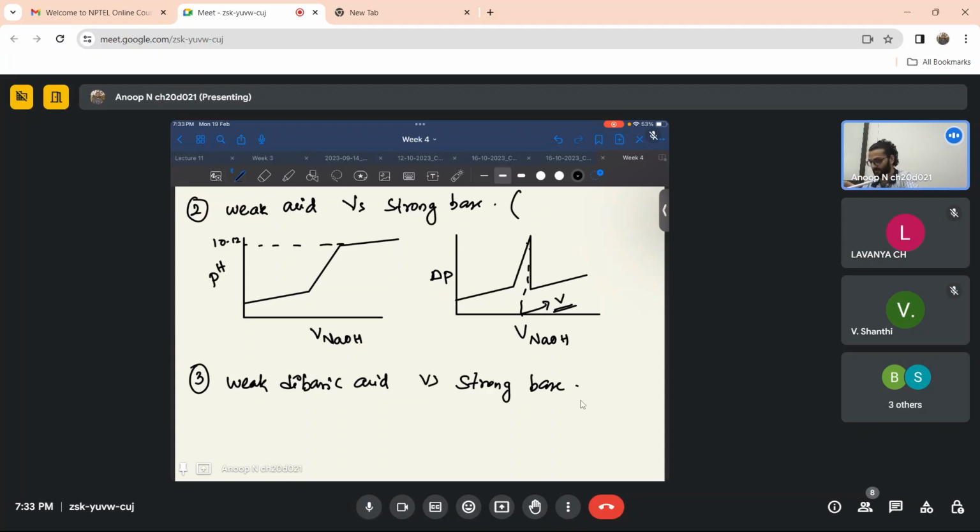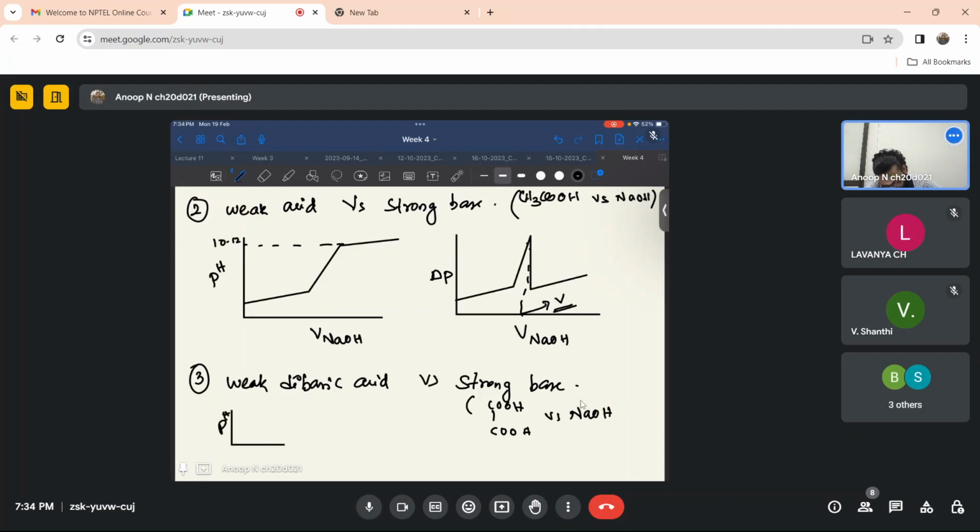One second, I'm missing something. So what was the weak acid versus strong base example? It was acetic acid, CH3COOH versus NaOH. In this case only, we have seen the carboxylic acid COOH, that is oxalic acid versus NaOH. How were the plots? I will draw it small.